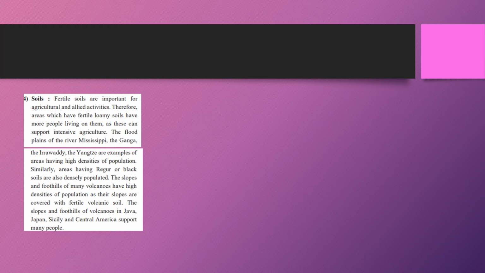Similarly, areas having regular or black soil are also densely populated. The slopes and foothills of many volcanoes have high population density as their slopes are covered with fertile volcanic soil. The slopes and foothills of volcanoes in Java, Japan, Sicily and Central America support many people. So whenever a volcano erupts and cools down, it leaves fertile volcanic soil, and therefore it attracts many people to stay in and around that fertile region, which is very good for agriculture and allied activities.